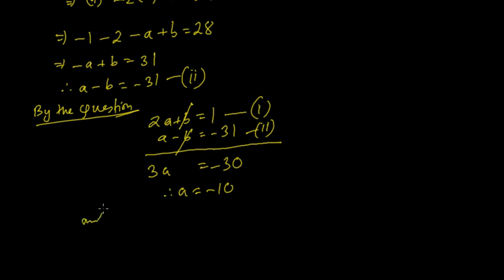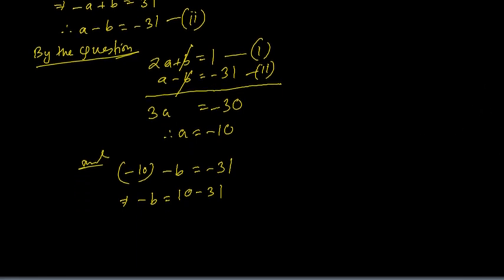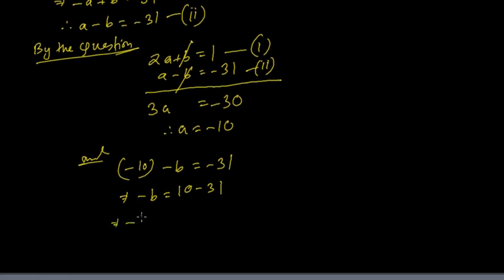And if I put the value of a here, let me put it in the second equation, it will be easier. So minus 10 minus b equals minus 31. So minus b equals minus 31 plus 10, and on the other side it would be 10. 10 minus 31, maybe it is not easier, maybe the other one was easier. So minus b equals minus 21. Therefore b equals 21. That is the value. So this is done.